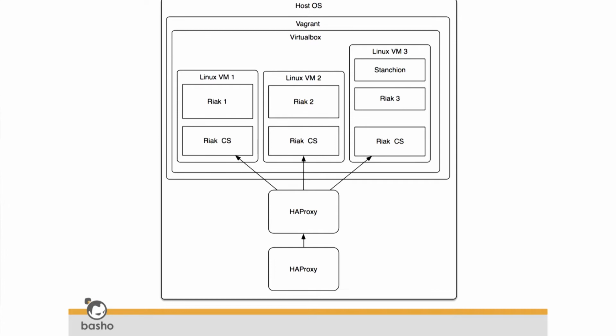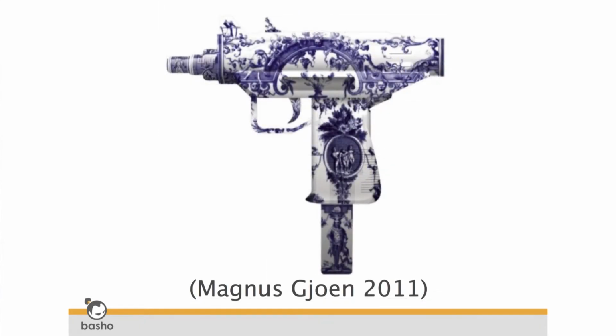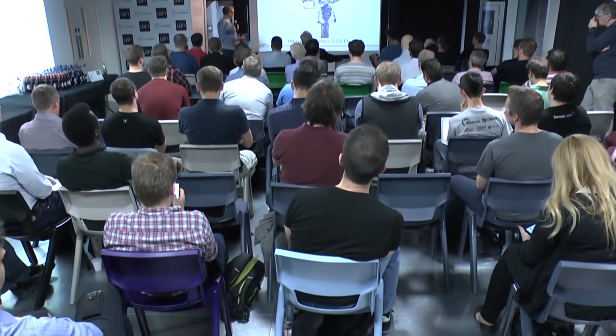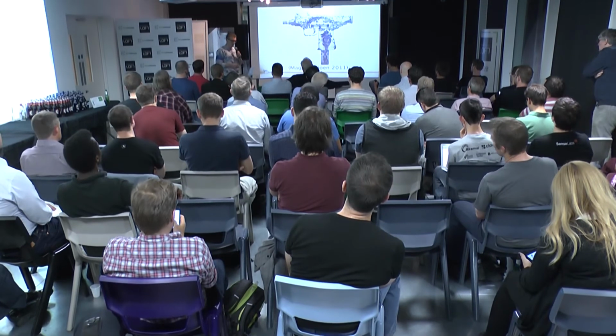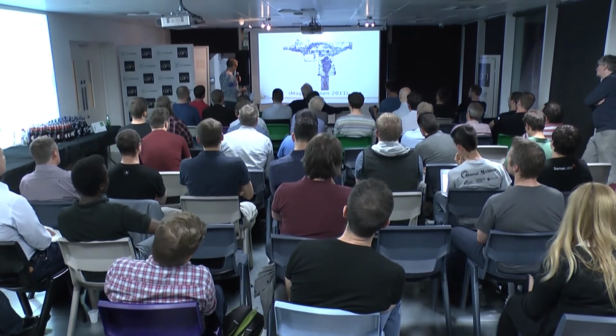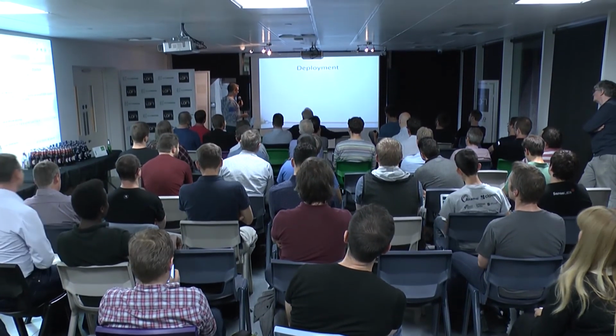You can see there are 3 VMs. 2 of them just got Riak and Riak CS. The third one's got stanchion as well sitting there. Okay, so let's look at deployment.